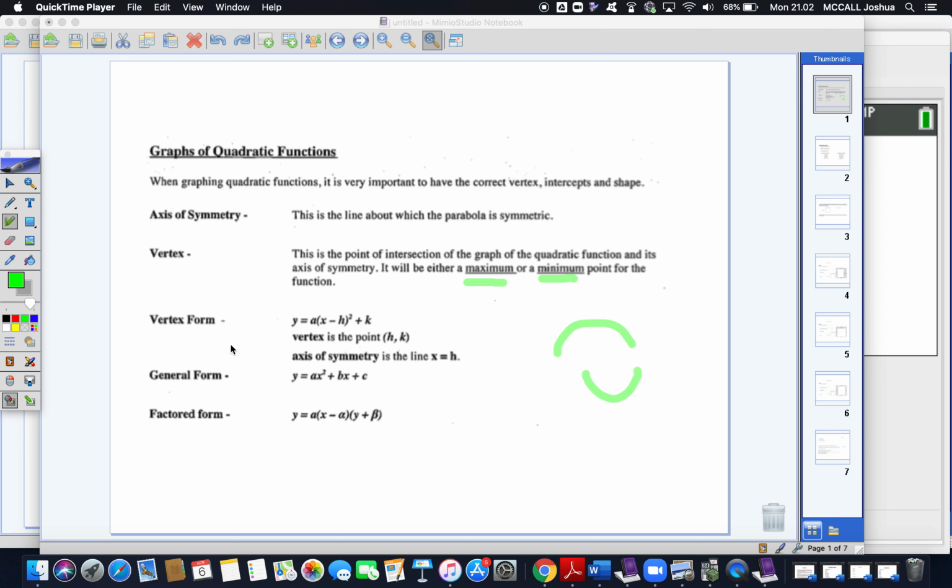Right, that's at the top or at the bottom of the curve, maximum or minimum. And then the three forms that we want to talk about today: vertex form, which tells us the vertex; general form, which tells us the y-intercept; and factored form, which we also call intercept form, gives us the two x-intercepts. Remember, inside parentheses for both the factored form and the vertex form, the x is always opposite the sign that you see. So this would be x-intercept of a, and this would be an x-intercept of negative b.